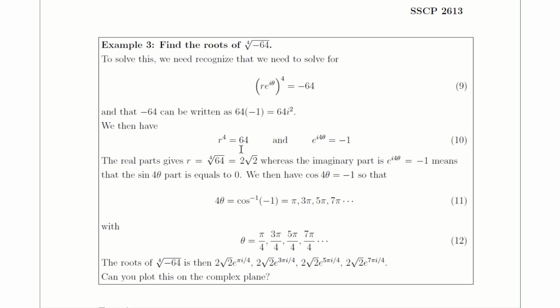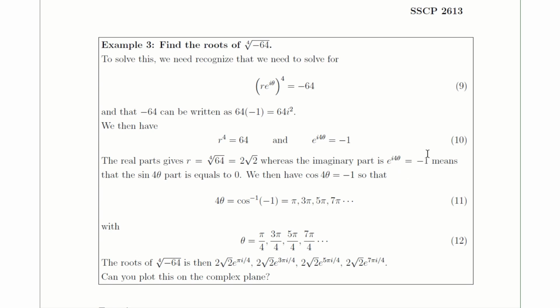Now we will solve for the radius first. The radius r to the power of 4 equals 64. When you take the fourth root, you will see that r is equal to 2 square root of 2. So this is the radius of this circle on the complex plane. Whereas for the imaginary part, I have e to the i 4 theta equals -1. And if you remember, e to the i 4 theta is equal to cos 4 theta plus i sin 4 theta.